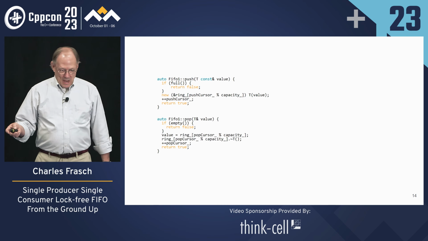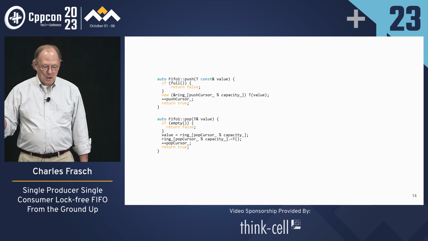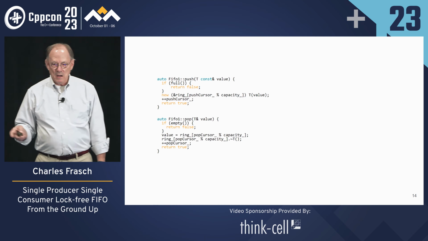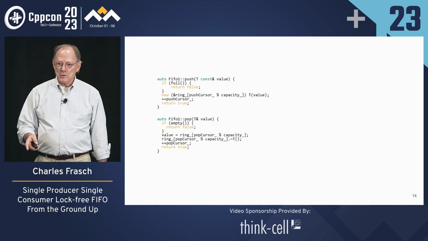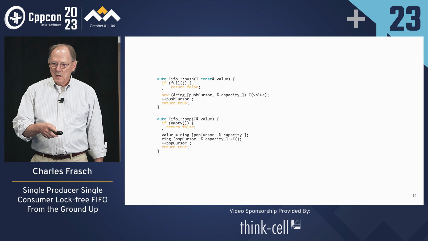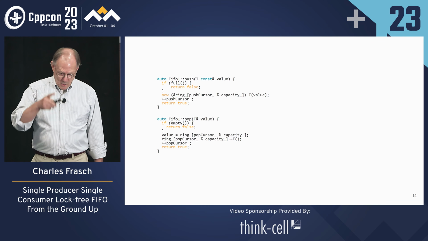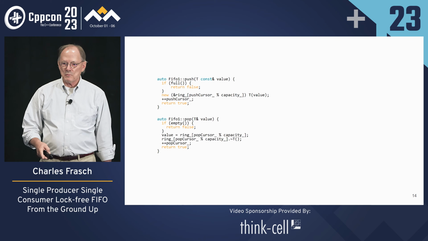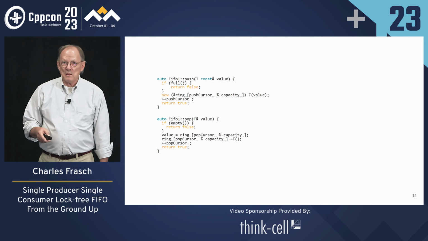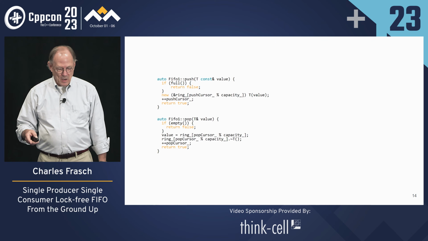So we take a value by const reference. If the FIFO is full, we immediately return false. Otherwise, we copy construct the value in our ring, increment the push cursor, and return true. Notice there are no loops in there. There are no atomic compare-and-sets. It goes through in a finite number of steps, more or less, and immediately returns. This is what gives us the wait freedom, at least for the push operations.